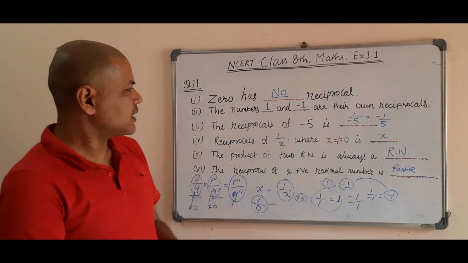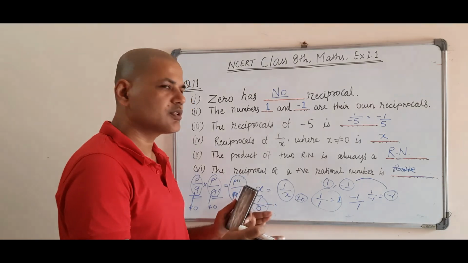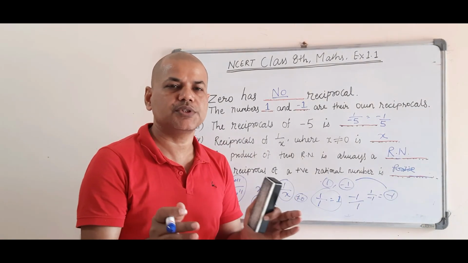This was question 11, and I hope you all understand now. Remember that basic definition of reciprocal: the reciprocal of x is 1 by x, where x not equal to 0.